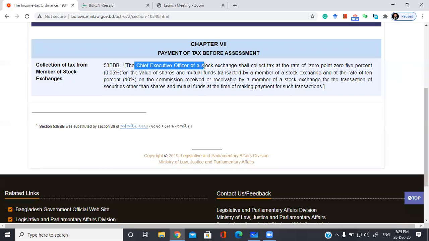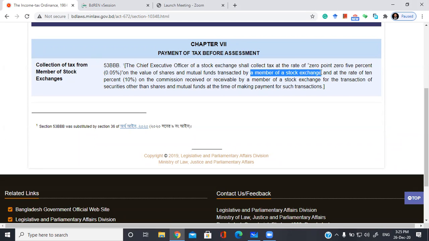Chief executive officer of a stock exchange shall collect tax at the rate of 0.05% on the value of shares and mutual funds transacted by a member. Who is the member? Investors are not the member. Who are the members? Brokerage.